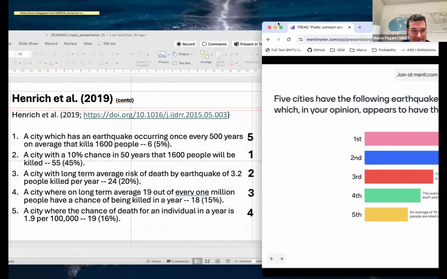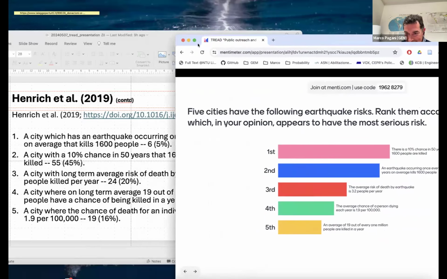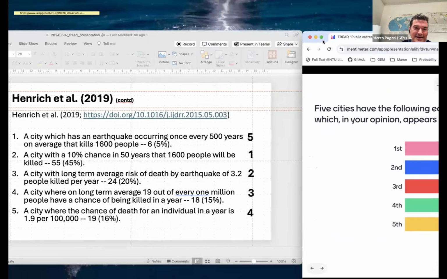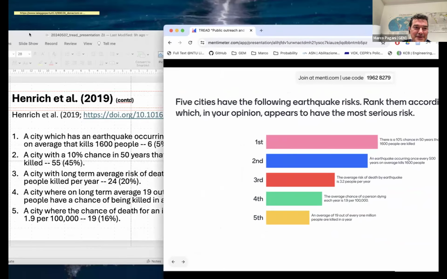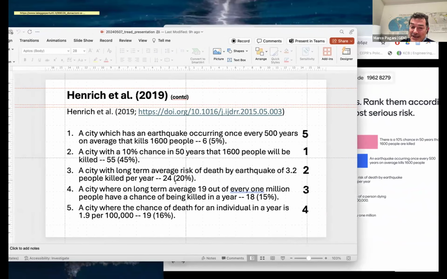which, in this case, was the fifth one. So actually the results in our case are slightly different than the ones that Heinrich et al. found in their research. But it's actually very interesting.